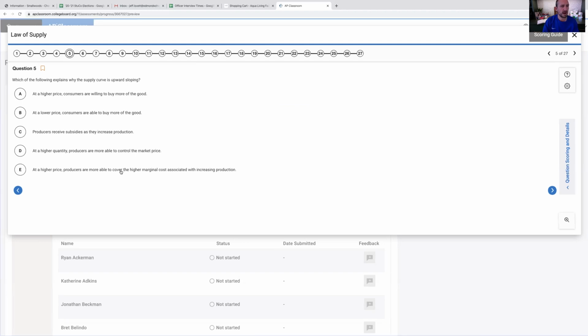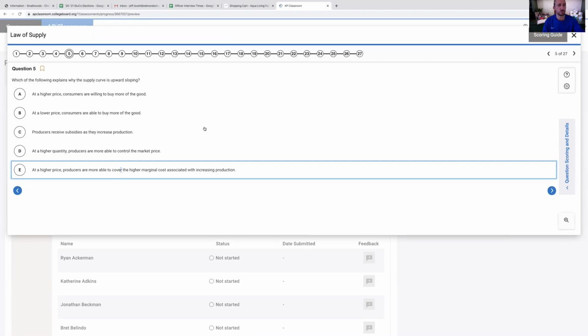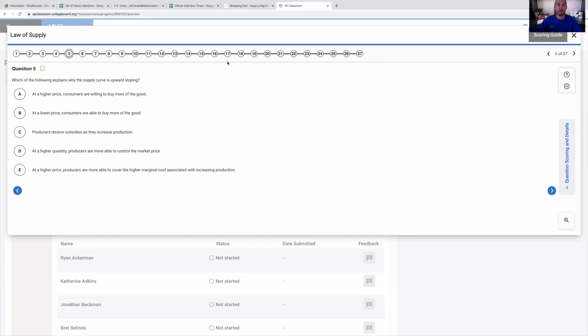So your answer for number five should be E, that at a higher price, producers are more able to cover the increase in the marginal cost.